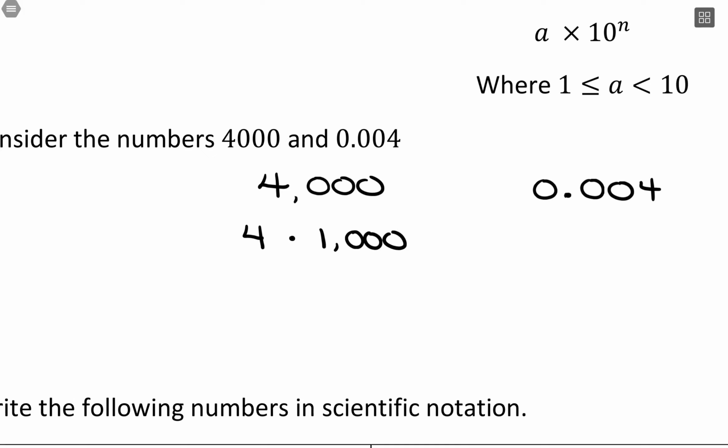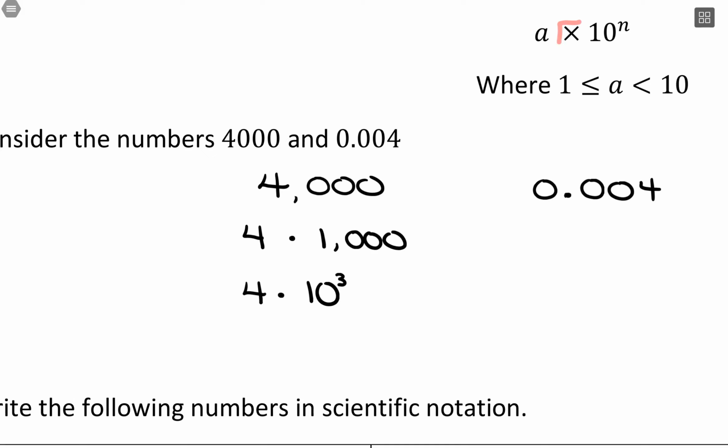So what I did there is I broke it apart into a numerical value along with a power of 10. Because then what I can do is I can rewrite that 1,000 as an exponential form with base 10. I know if I have 3 zeros there, that's going to be an exponent of 3. And this right here is scientific notation.